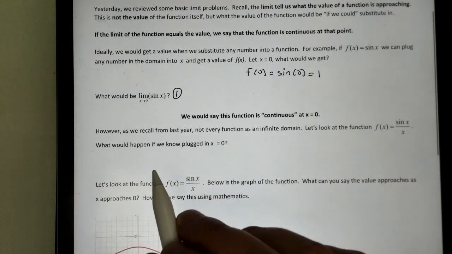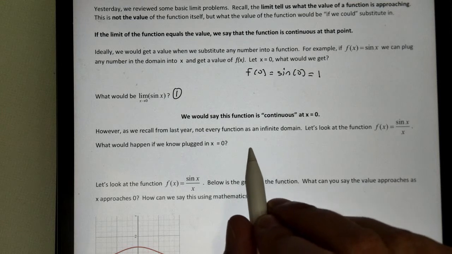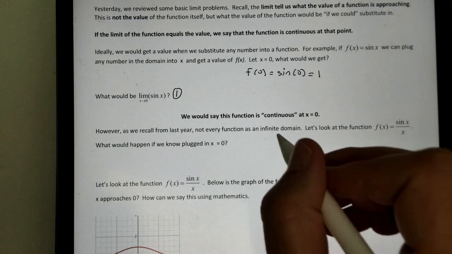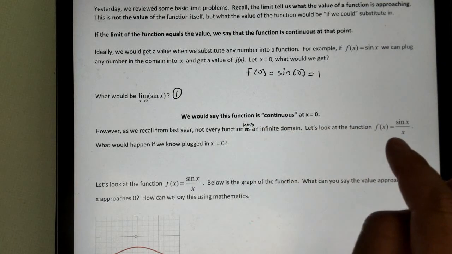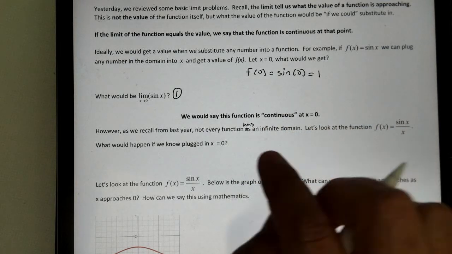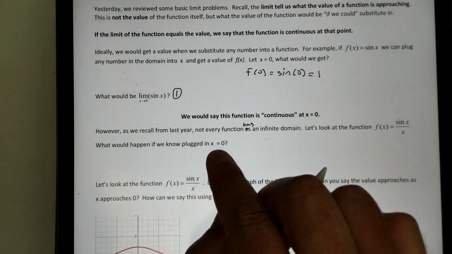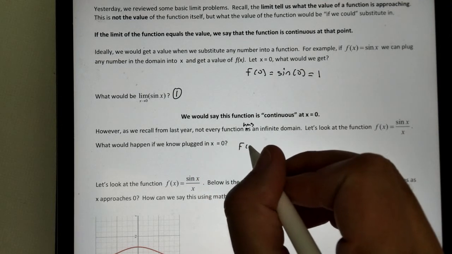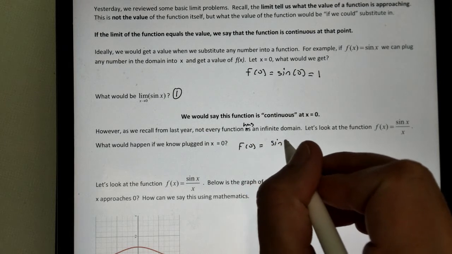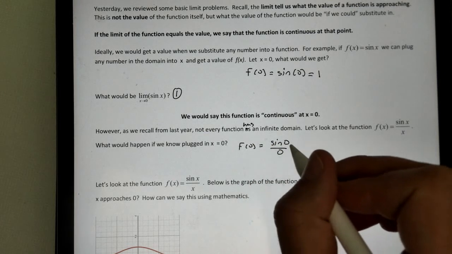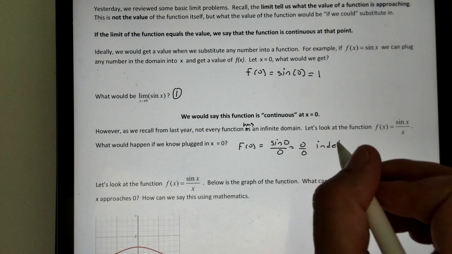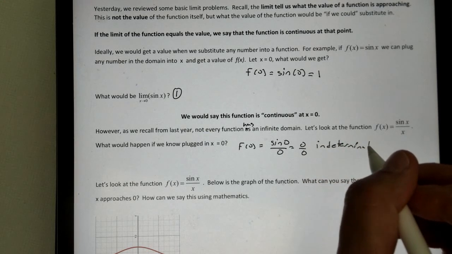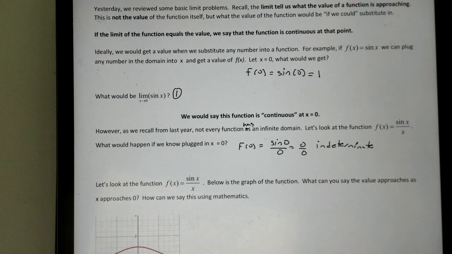However, as we recall from pre-cal, not every function has an infinite domain. Let's look at the function sine of x over x. What would happen if we plugged in x equals 0? So let's try that. F of 0, we would get sine of 0 over 0, which becomes our problem, 0 over 0. That's indeterminate. And as we talked about yesterday, that's not very good for us because it really doesn't define what the answer is going to be.